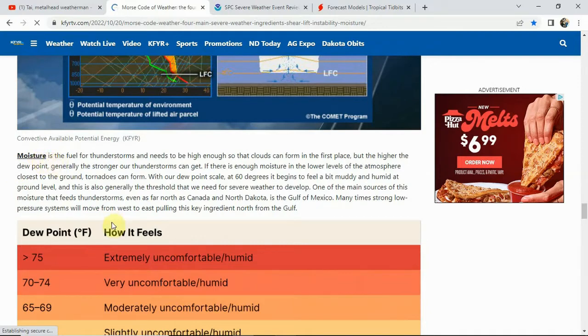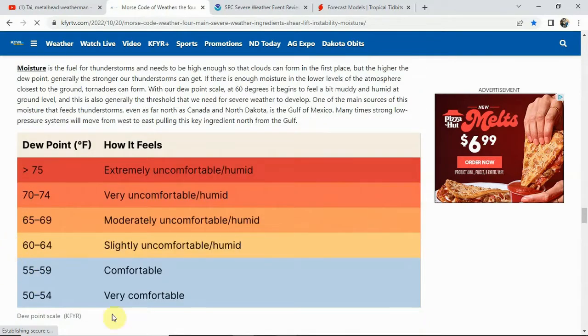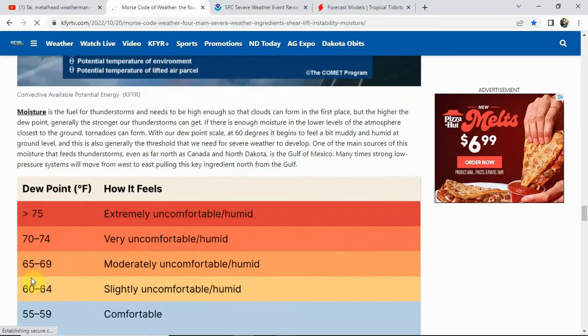And then here's the last ingredient, and also one of the most important, and that is moisture. Moisture is the fuel for thunderstorms and needs to be high enough so these storms can really thrive. And there's an easy way to measure this. It's something you've probably seen a bunch of times, not only on my channel, but from your local weather channel or local news network, and that's dew point. It's relatively simple because it's measured in Fahrenheit just like our regular temperatures.